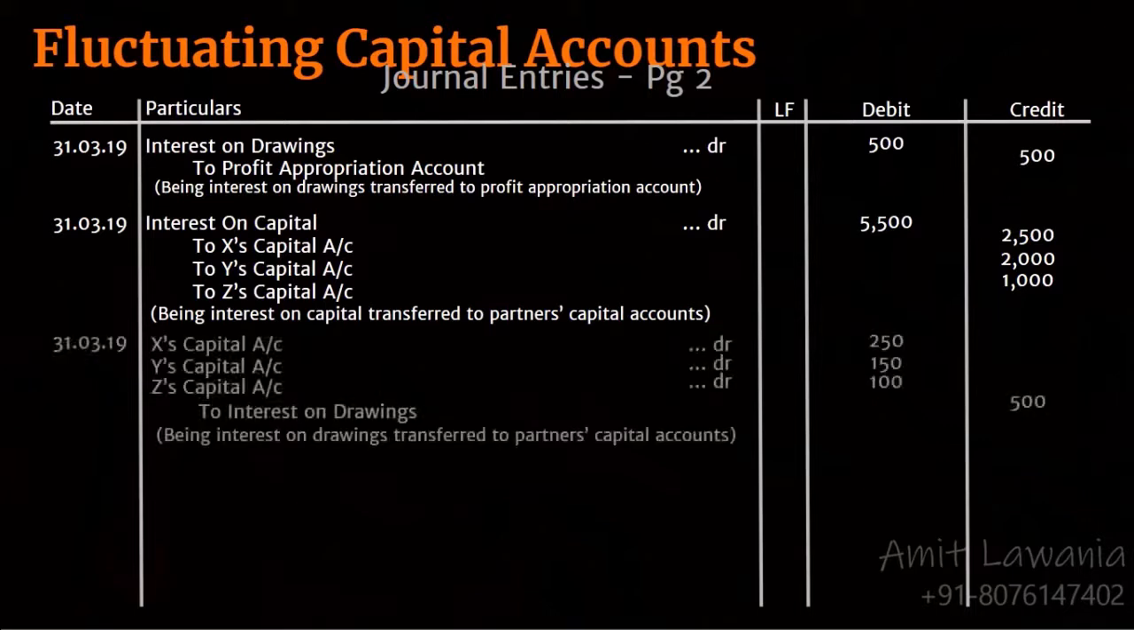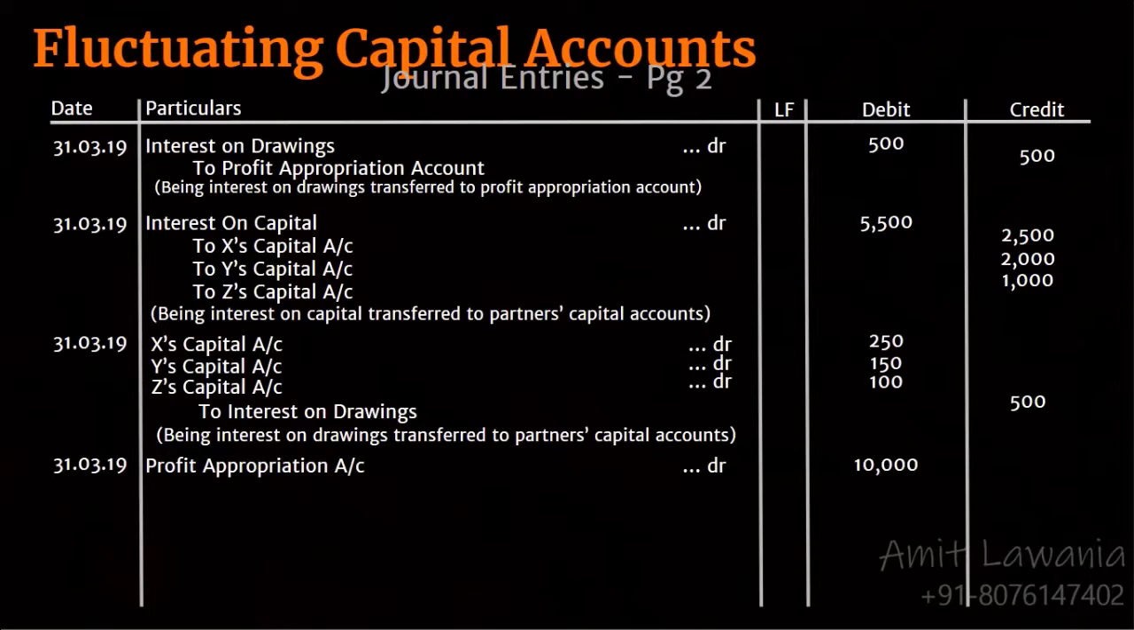Now similarly, we transfer the second clause, that is interest on drawings, to the partners' capital accounts. Here the capital accounts are debited. X's capital account with 250 rupees, Y's capital account with 150 rupees, Z's capital account with 100 rupees, and total interest on drawings being rupees 500. You can see on the top of the table here on this page, interest on drawings of 500 was debited. So we cancel out that entry, we balance that entry by transferring this interest on drawings to the capital accounts.